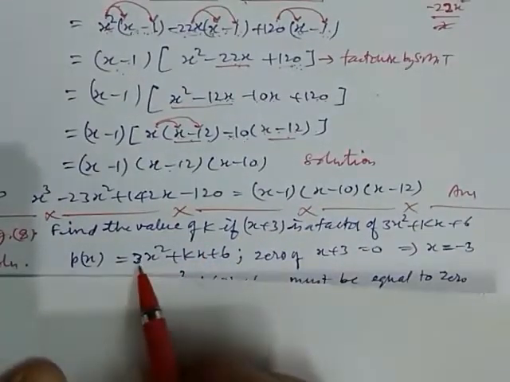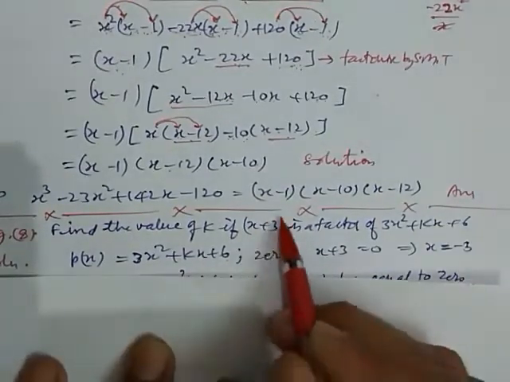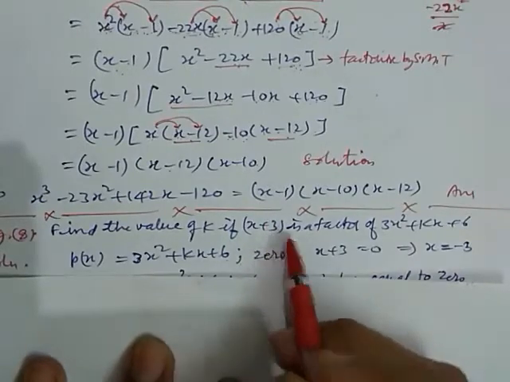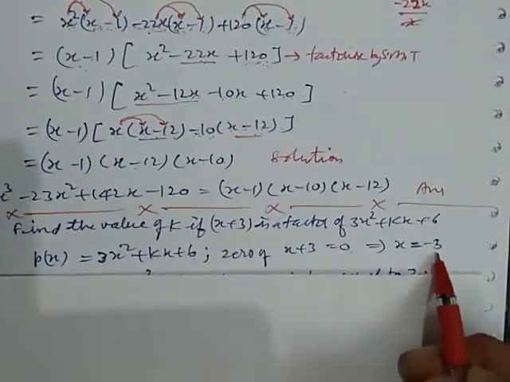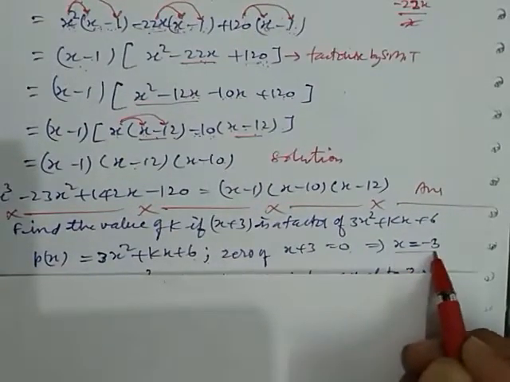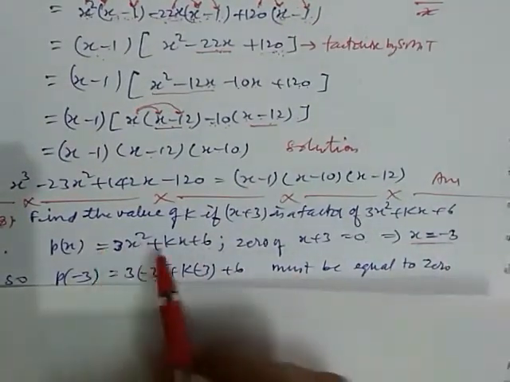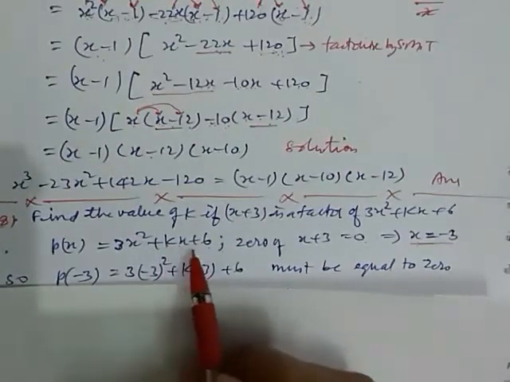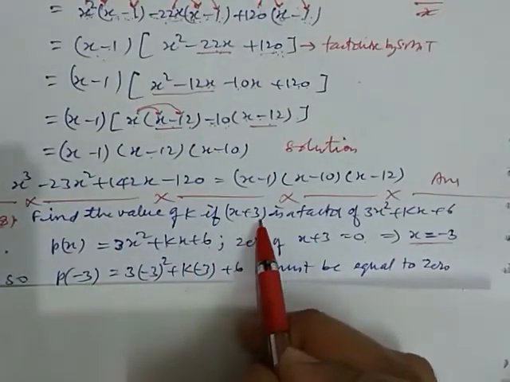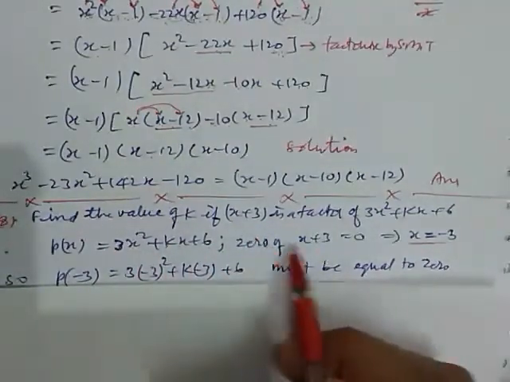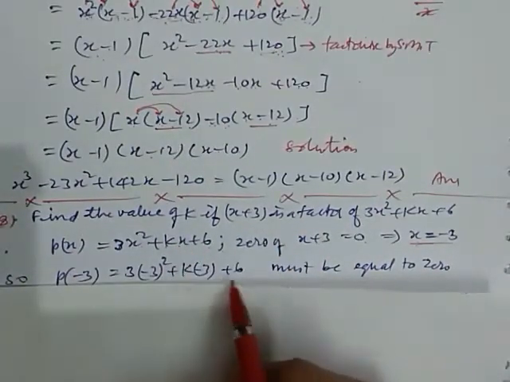Here the polynomial is 3x square plus kx plus 6. The zero of x plus 3, because it is given that x plus 3 is a factor. By putting x plus 3 equal to 0, we get x equal to minus 3. Now with this value, what do we have to do? We just put this minus 3 into this polynomial. This must be 0, because x plus 3 is a factor of this polynomial. So the value of this polynomial at the zero must be equal to 0.